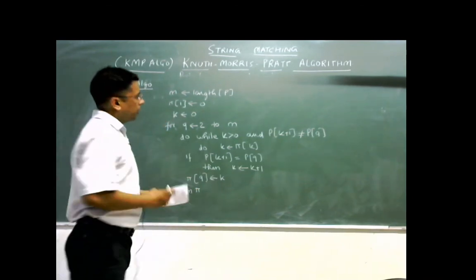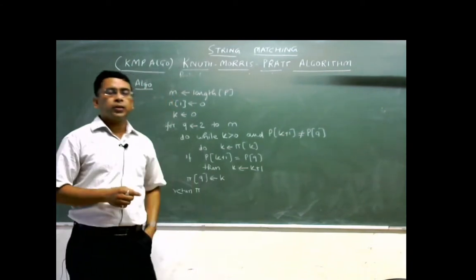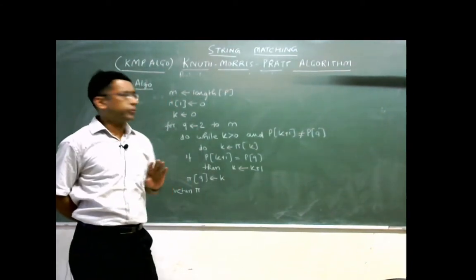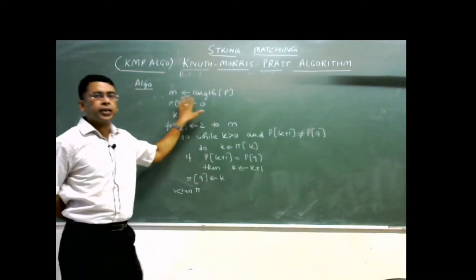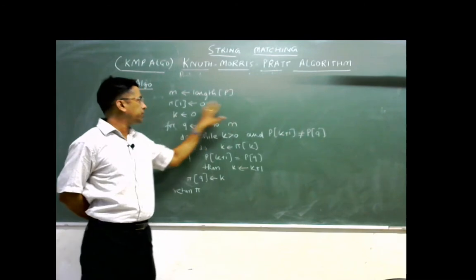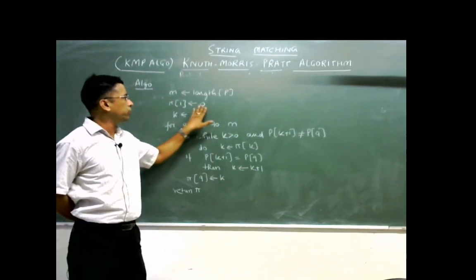Right. So this algorithm is very simple to understand. But first of all, we have to compute the prefix function. In this, m is the length of the given pattern, which we are going to find in the given string. And for the position number 1, pi 1 is equal to 0.